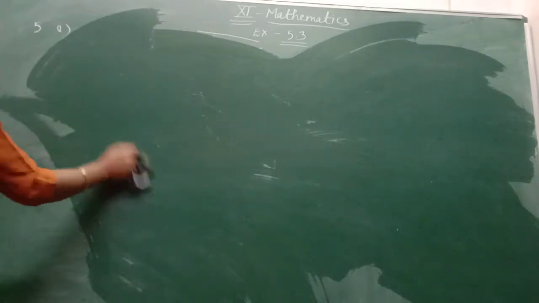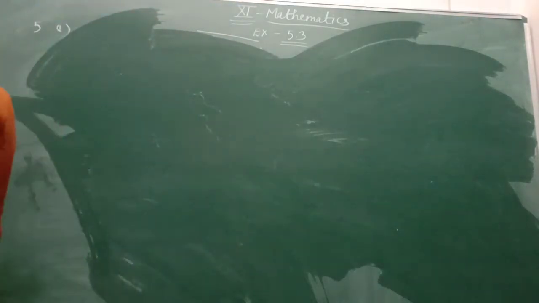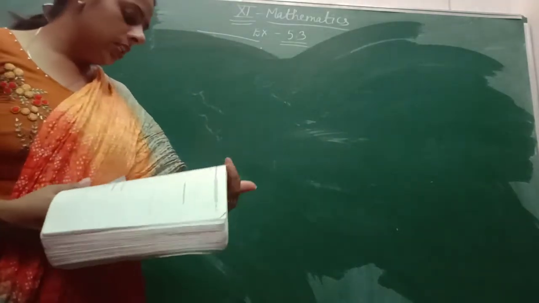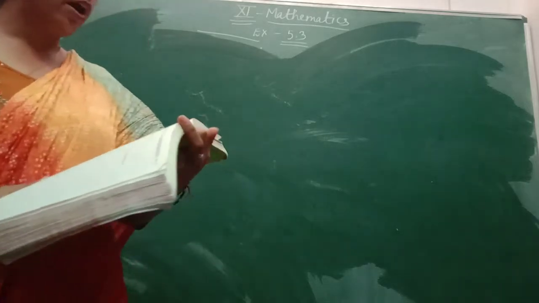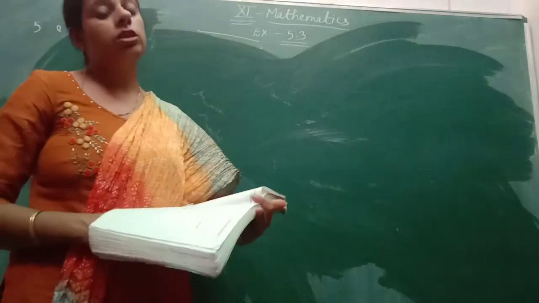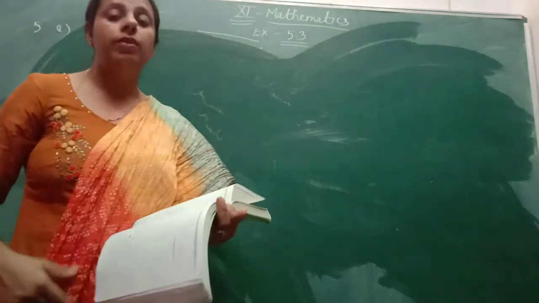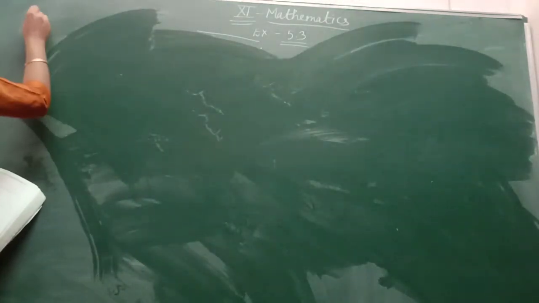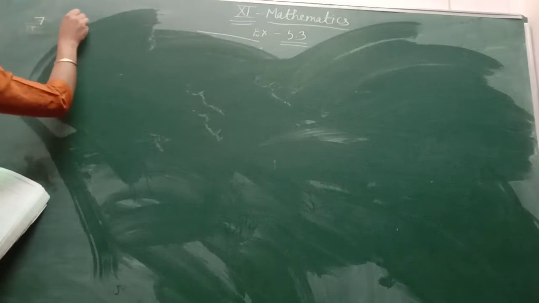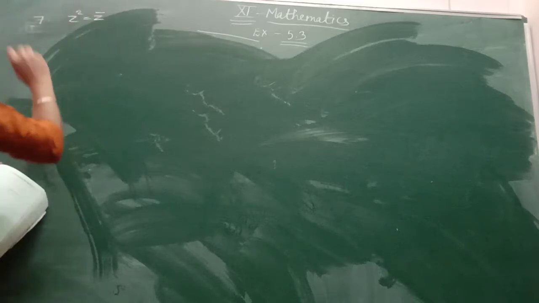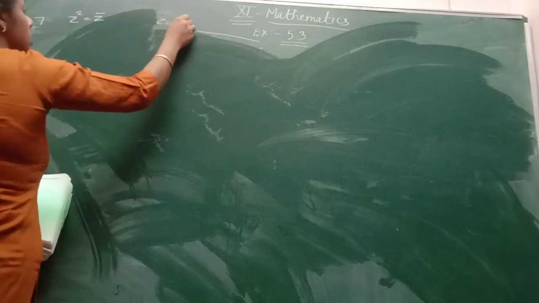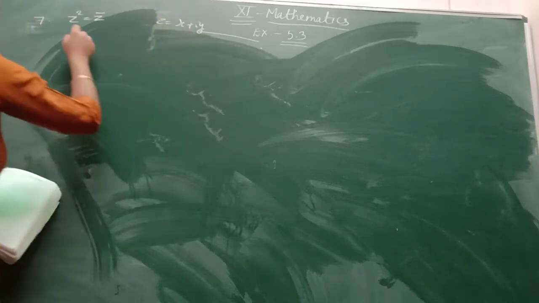In example number 7, what is given here? Solve the equation z square is equal to z conjugate, where z is equal to x plus iota y. What do you mean by solve the equation? Solve means you have to get the value of x and y. Firstly, I am just taking the question number 7, where z square is equal to z conjugate and z is x plus iota y.